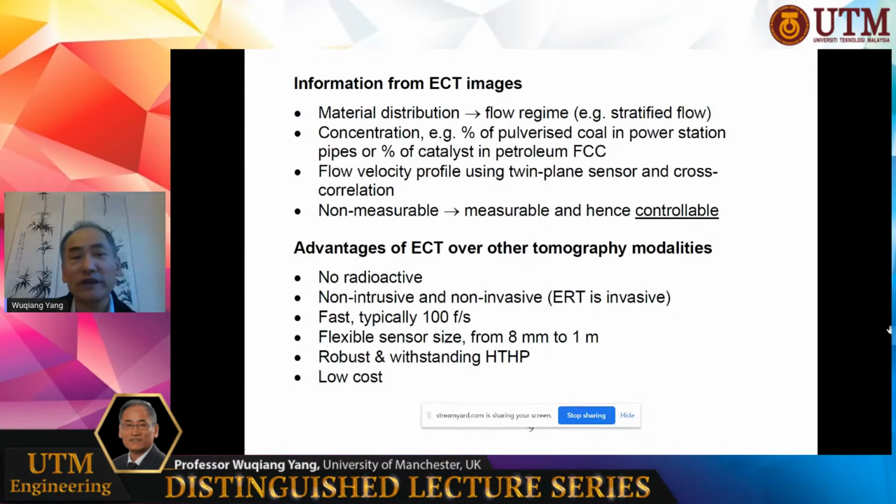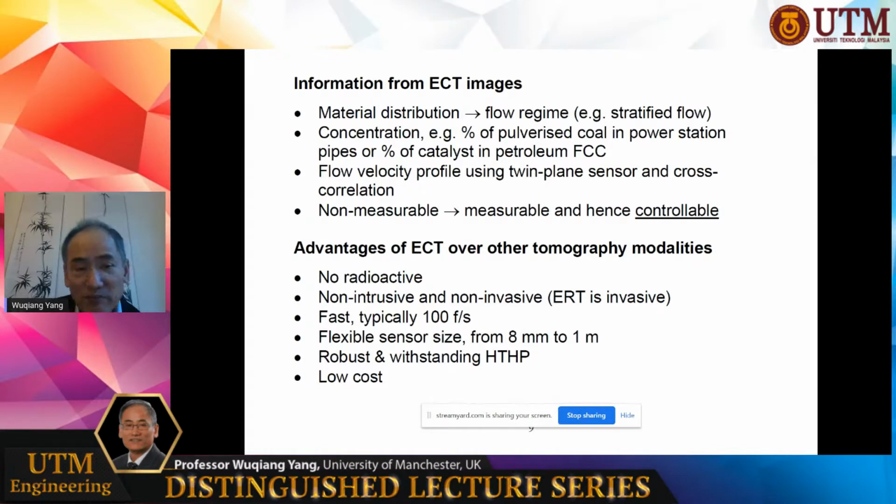Now from an ECT image, what can we get? Obviously, we can see the distribution. In the oil industry, they call that the flow regime, such as stratified flow, core flow or annular flow. By integrating pixels together, we can derive the concentration of a certain material, for example pulverized coal in power station pipes, or catalysts in petroleum FCC. We can use twin ECT sensors to get a signal from both sensors, and then by cross correlation, we can try to derive the flow velocity profile. That is actually one PhD project I just set up for a PhD student, because this work is required by a Ph.D. in USA.